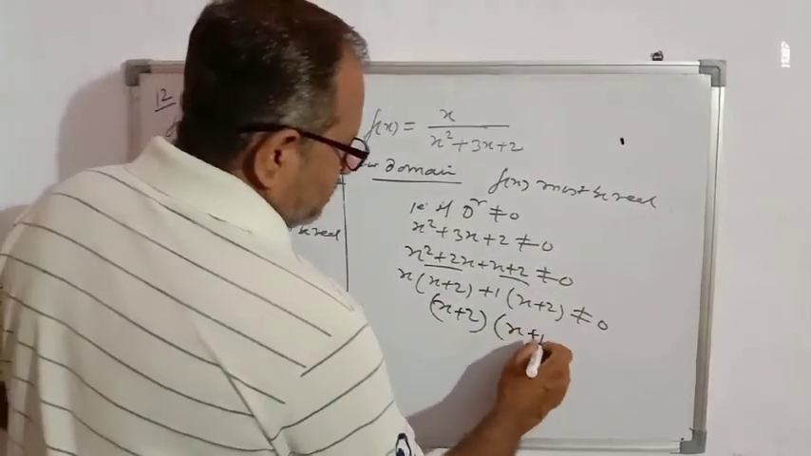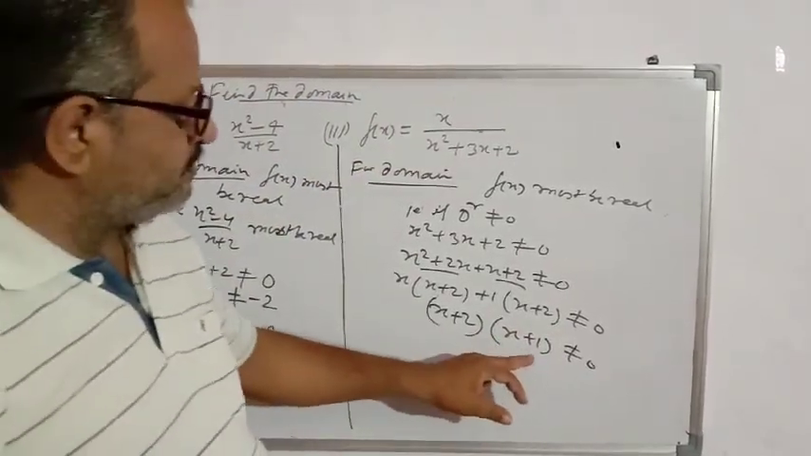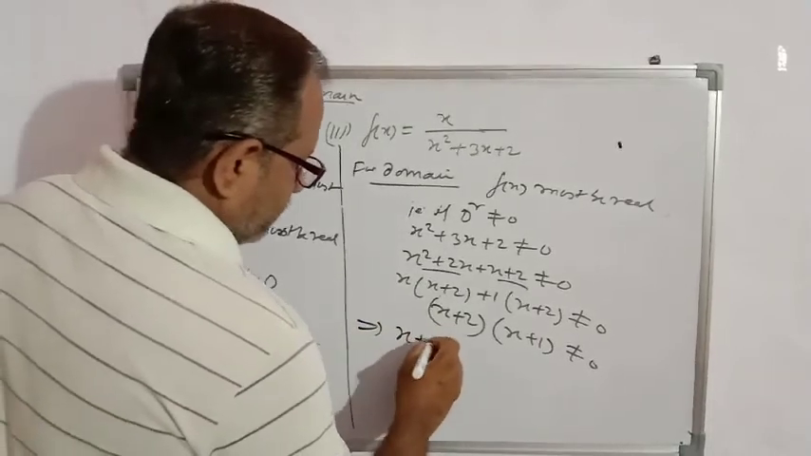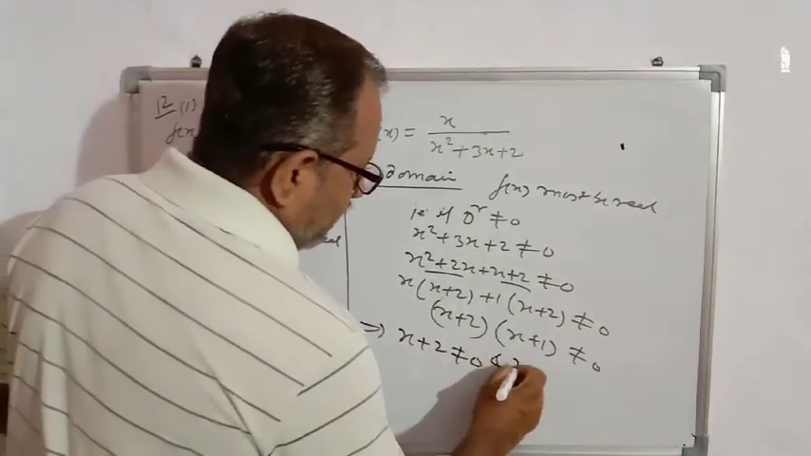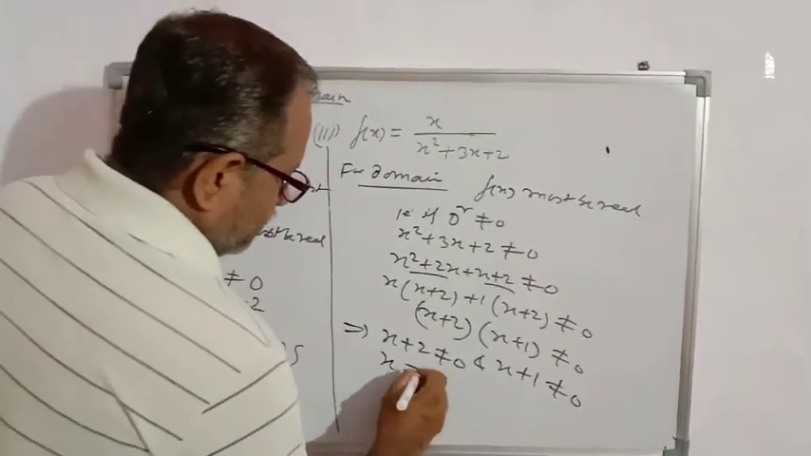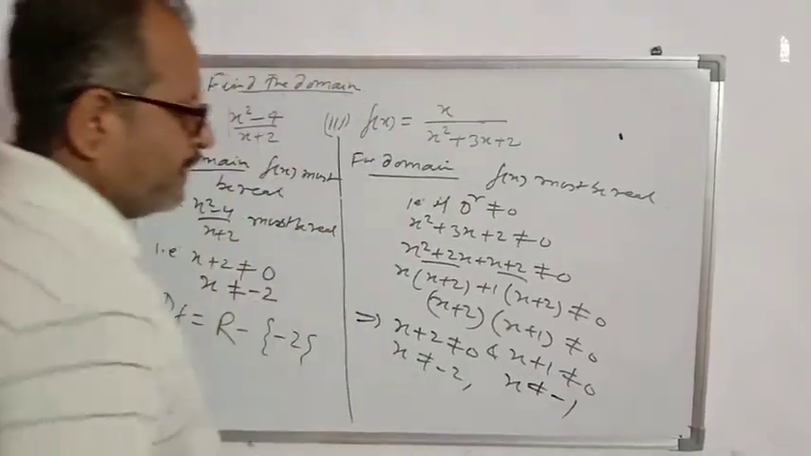We will get x plus 1 not equal to 0. So (x plus 2) into (x plus 1) is not equal to 0. It means x plus 2 not equal to 0 and x plus 1 not equal to 0. So it is x not equal to minus 2, and x not equal to minus 1.